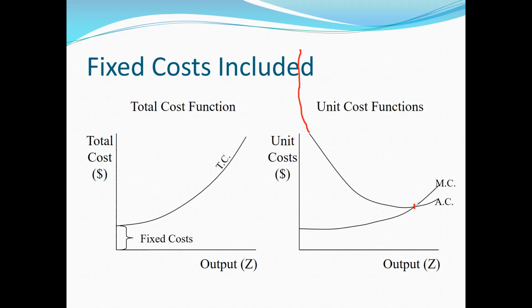But is everybody clear on how the presence or inclusion of fixed cost in your analysis affects your unit cost function? It does not affect the marginal cost function because the cost of producing one additional unit remains the same. However, the average cost function starts at infinity and comes down as you produce more units. Questions? Okay, very good.